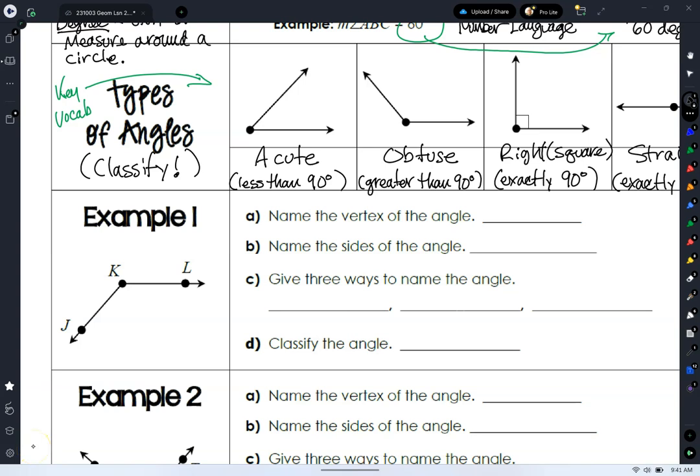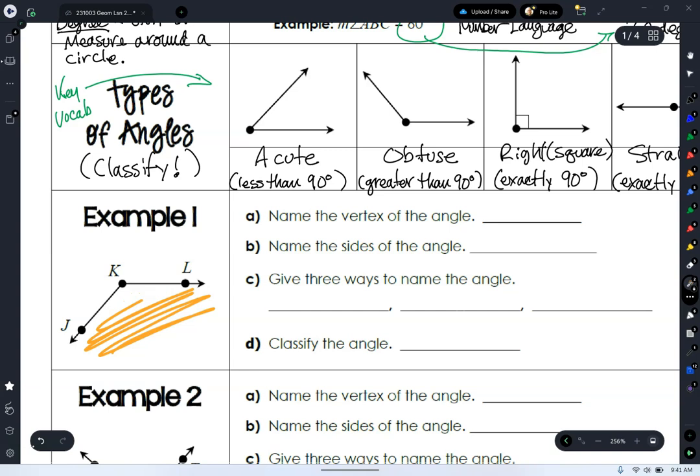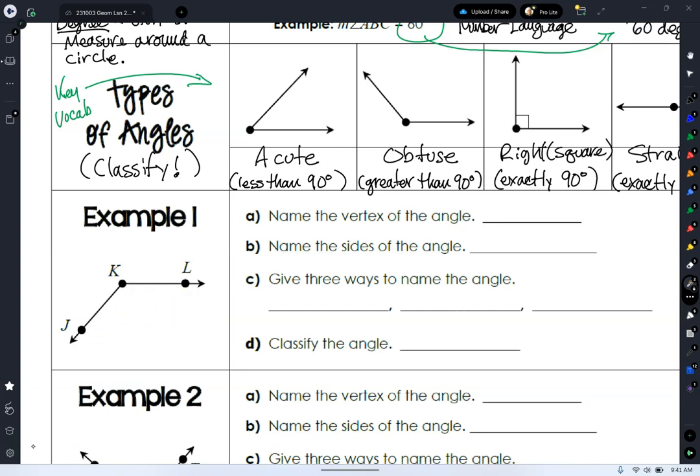Coming to you guys for the vertex of the angle. Alexa, what do you got? Nope, the vertex of the angle is always going to be the common point where the sides of the angle meet. So if the angle is this space in between, what common point do the sides meet? Point K, right? That would be the common point that they meet. So the vertex of this angle would be K. All right, good.